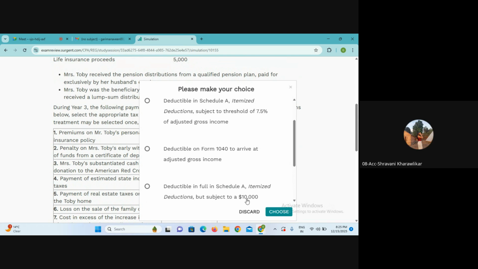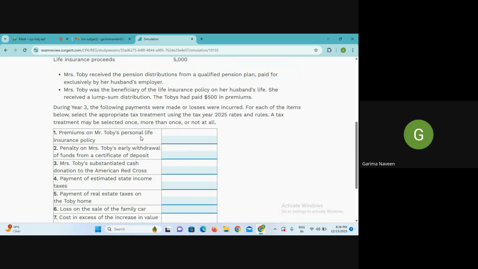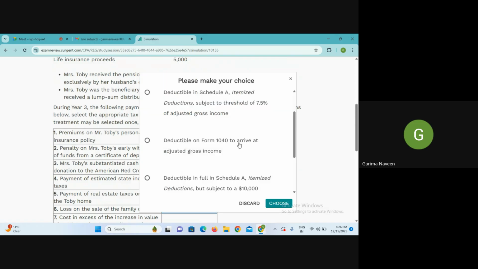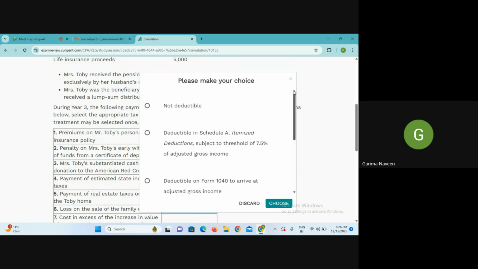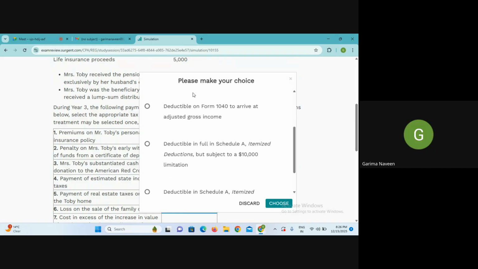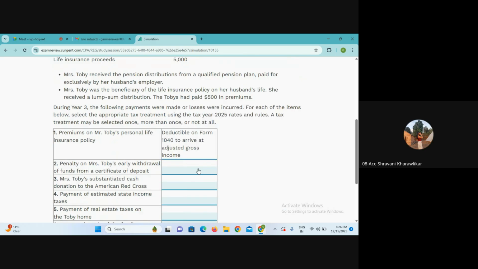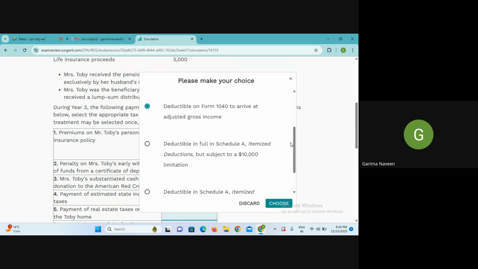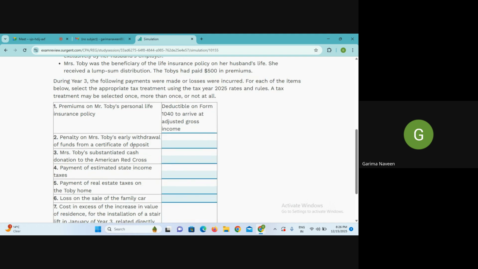Ma'am, deductible on Form 1040, no, sorry, deductible in Schedule A itemized deduction. Are you sure it is a premium on personal life insurance policy? So, ma'am, Form 1040. Okay, so option C. Yes, ma'am. Okay, let's do the next one.